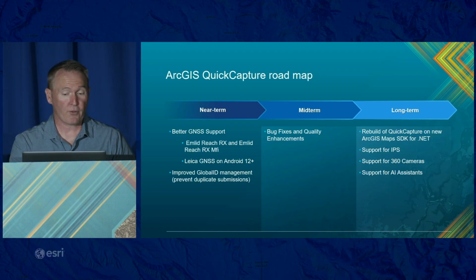We're looking at support for 360 cameras. We're getting a lot of people asking about that, being able to, with a tap, capture data from a 360 camera. So we're investigating that right now, as well as AI assistance, which makes a lot of sense for QuickCapture, being able to just one simple tap, capture information, but maybe use AI to pull out information from the image and put that into some of your other fields.